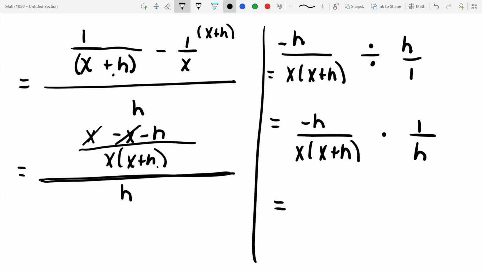Every year, my students can typically make it to this step, and then they mess up. This is a common place for people to make a mistake. Someone tell me what to do right now. Cancel. Always look to cancel first. Yes. So this h cancels with this h, and you have negative 1 over, distribute that x, and it's x squared plus hx, and that's your answer.